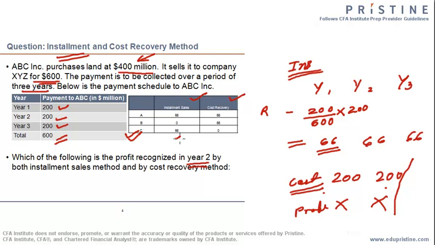So under the installment method, the year 2 profit would be 66, and under the cost recovery method, your total profit for year 2 would be 0, since the cost is yet to be recovered.